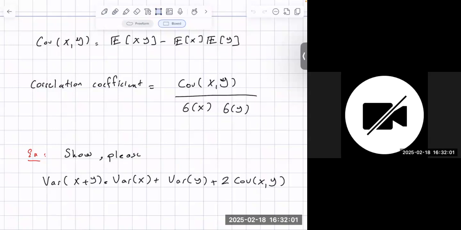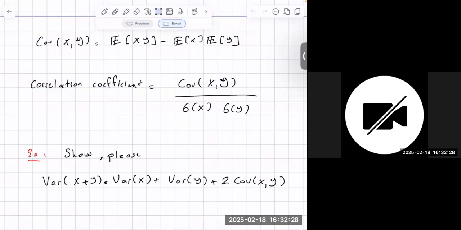If this is a positive number, we say they are positively correlated. They kind of want to happen together. If it is a negative number, they kind of repel each other, so we say negatively correlated. If this is zero, you're not able to say much. If x and y are independent, this will always be zero. But this being zero does not imply they are independent. It's not two-way, it's just one way.